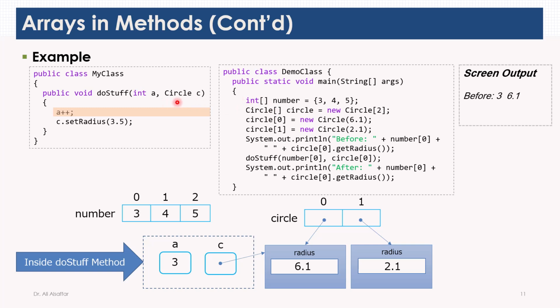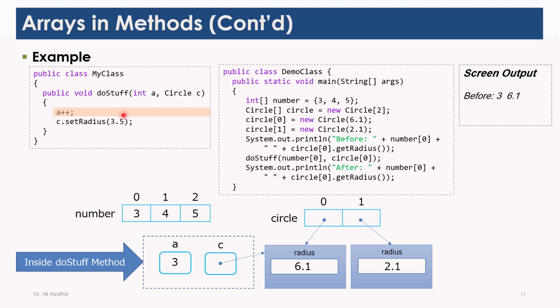Where is the actual parameter for this formal parameter? We have circle 0. And what is inside circle 0? Inside circle 0, we have a reference to an object of type circle. This reference is copied to C. So that means C and the reference circle 0 are pointing to the same object. And this is why we are drawing an arrow from the variable C pointing to the same object that is pointed by circle 0. In other words, this object can be accessed from two different references. One from the index variable circle 0 when we are inside main, and the other one from the variable C when we are inside the doStuff method.